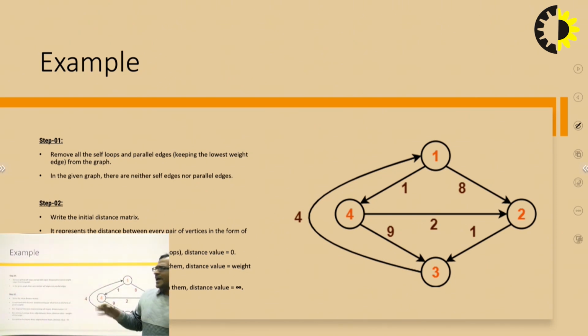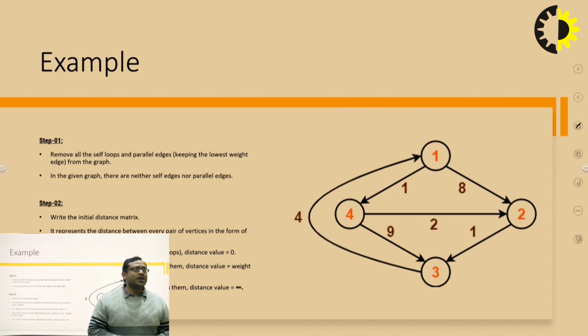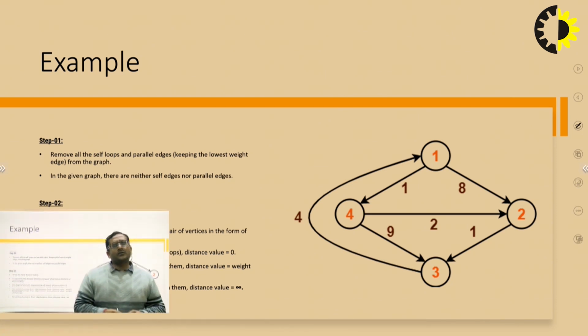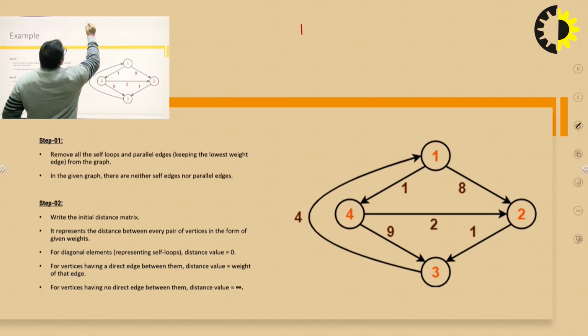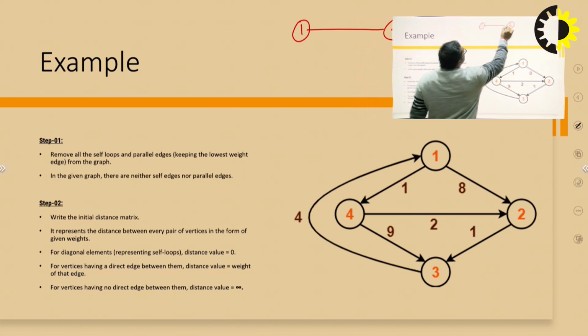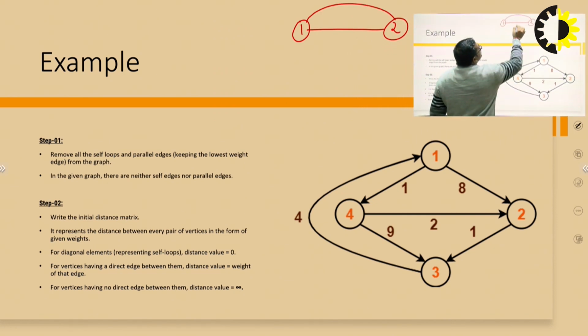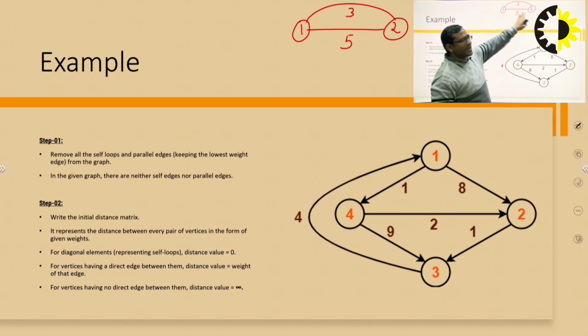I am applying step 1 here. Step 1 says to remove all self loops and parallel edges, keeping the lowest weight edge in the graph. What does it mean? Suppose there is a graph with node 1 and node 2, and two parallel edges, one with weight 5 and one with weight 3. You remove the 5 and consider the shortest one, that is 3.